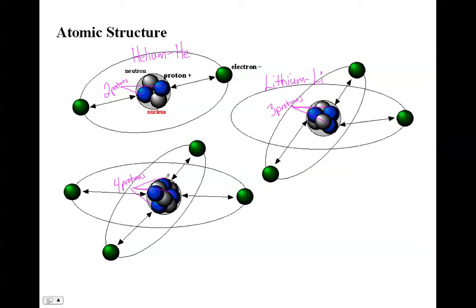And then we have 1, 2, 3, 4 protons. Looking at the periodic table, I'd say, atomic number 4, that is beryllium, and it has a chemical symbol of Be. What you'll find is all these elements have chemical symbols of anywhere from 1 to 3 letters, mostly 1 or 2 letters. But we'll get into how to read the periodic table in another video.